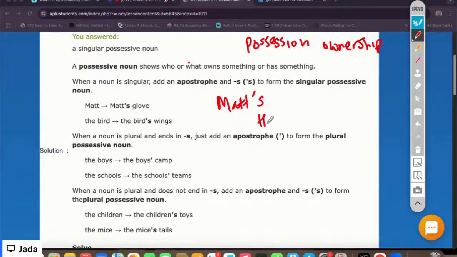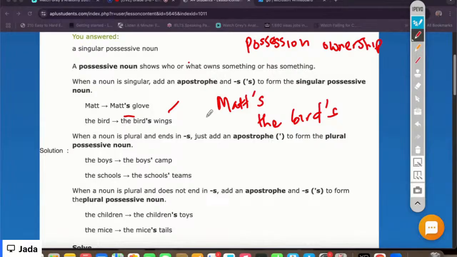Also, we have the bird, it's singular. You need to make it singular possessive, so you add your apostrophe and then s. So we have Matt's glove, the bird's wings. Okay, so that's your singular possessive. Add an apostrophe and then s. And then when a noun is plural and ends with s, just add an apostrophe to form the plural possessive noun.